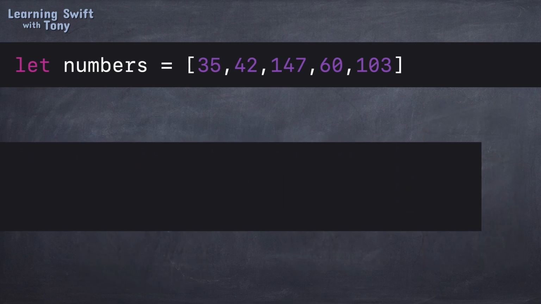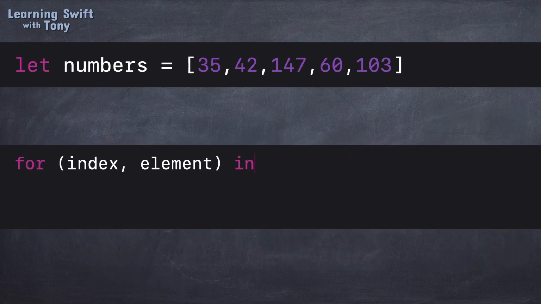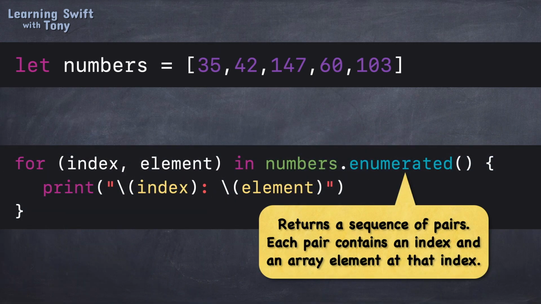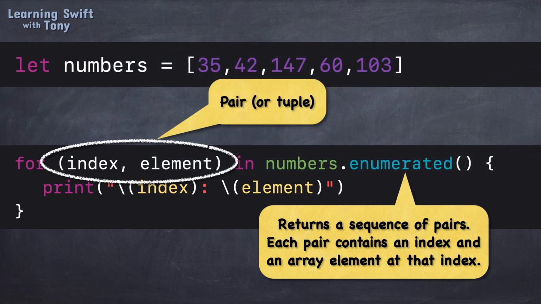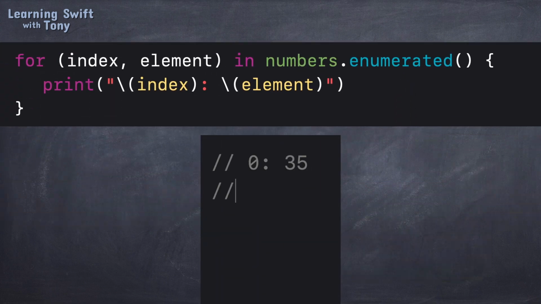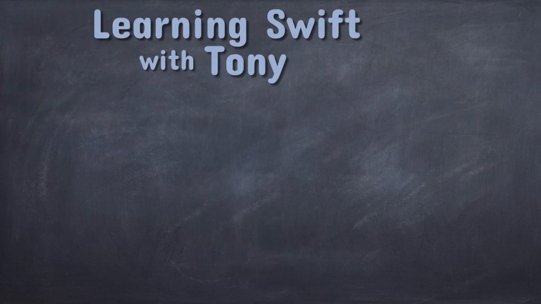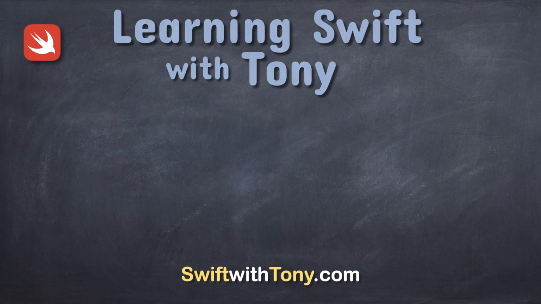A final way to do looping over arrays deals with looping over something called an enumerated sequence. This is a sequence of pairs, and each pair contains an index and an array element. Which means inside our loop closure, we get access to both of these at the same time. Let's use them both to get a more detailed listing of our array, like this. And there you have it, looping over arrays in 4 different ways.